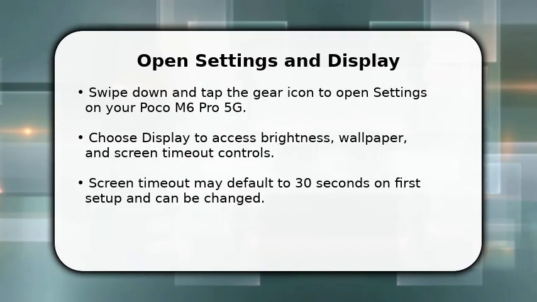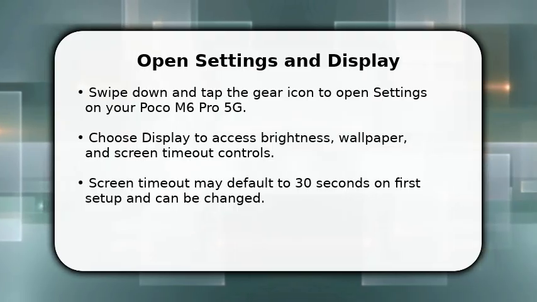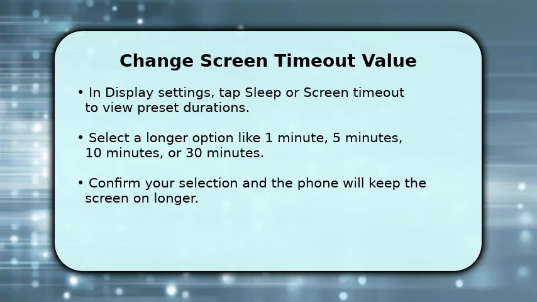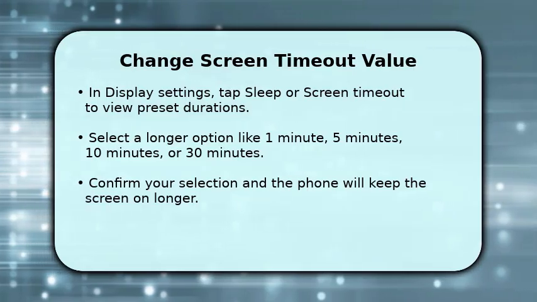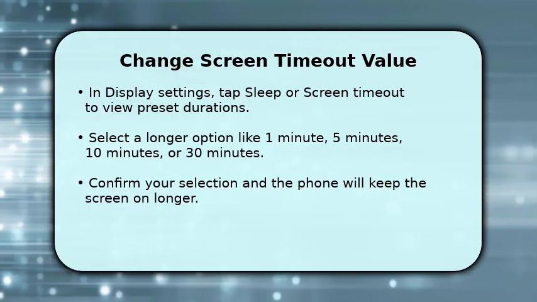In Display Settings, tap Sleep or Screen Timeout to view preset durations. The menu shows options such as 15 seconds, 30 seconds, 1 minute, 5 minutes, and 30 minutes. Tap the option you prefer to increase how long the screen stays on after an activity.